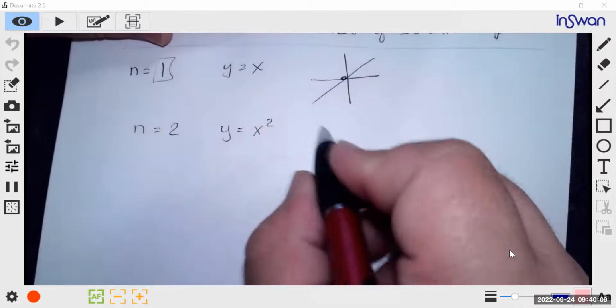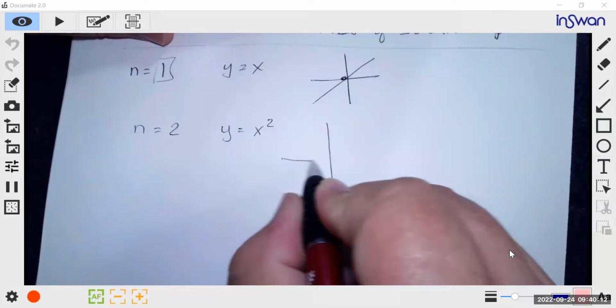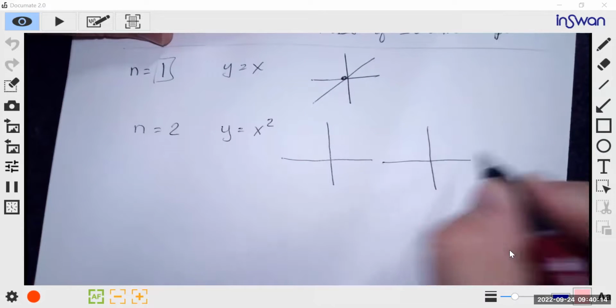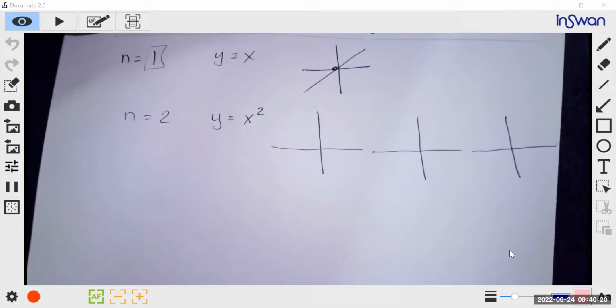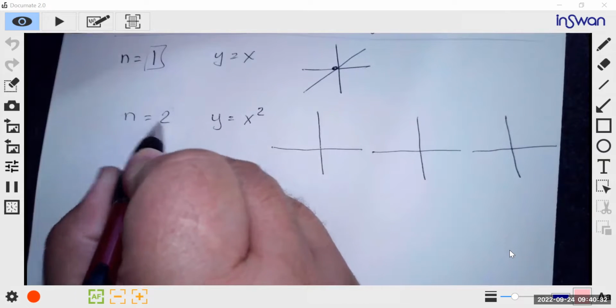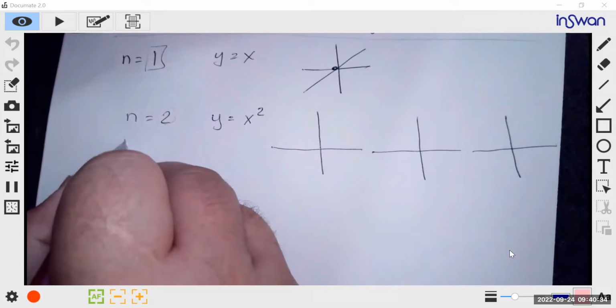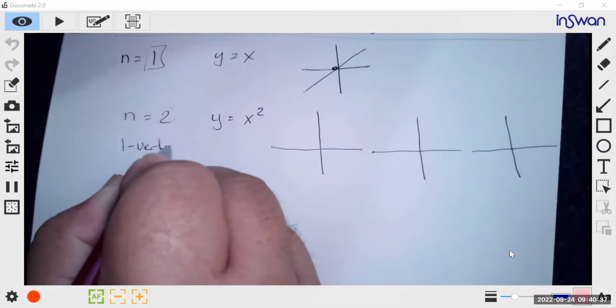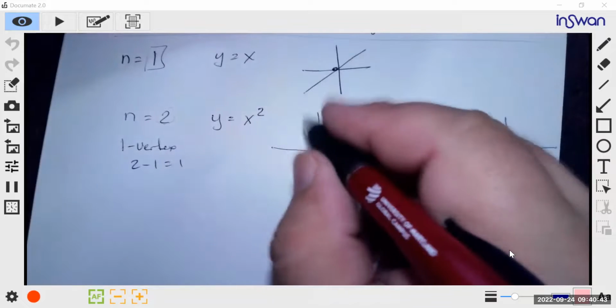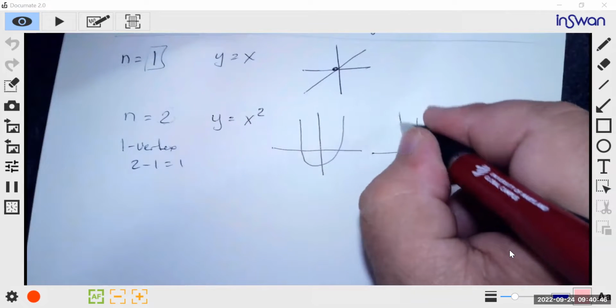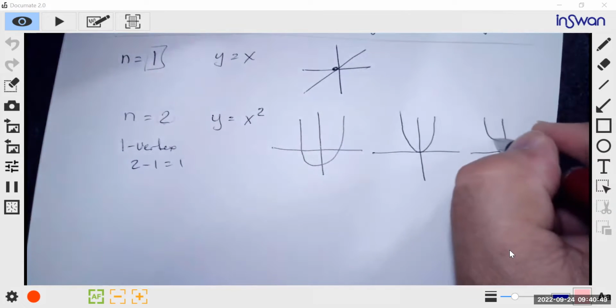If n equals 2, then there are 3 possibilities. Because it says that we're going to have at most 2 solutions, and we're going to have 1 vertex, because it's 2 minus 1. So let's look at this. The graph can look like this, and like this.